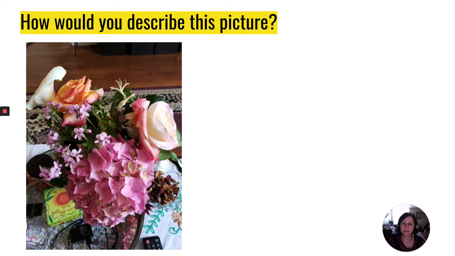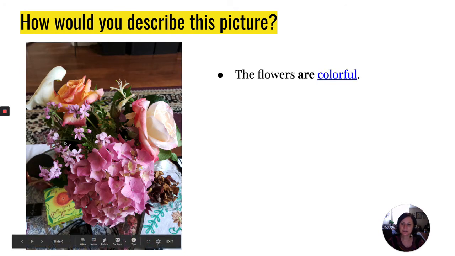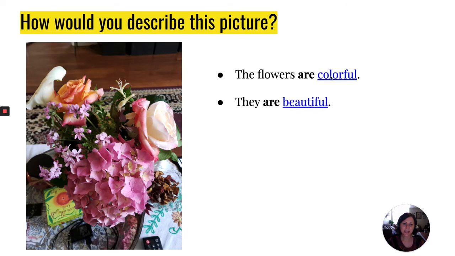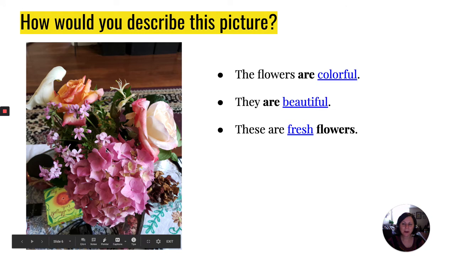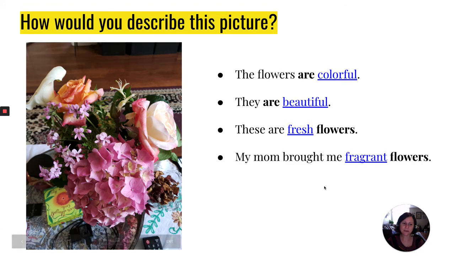How would you describe this picture? Let's practice. You can pause the video here if you want. The flowers are colorful. Different colors. They are beautiful. Notice the adjective is going after the be verb. These are fresh flowers. They're straight from my mom's garden. She gave them to me for my birthday. Notice I put the adjective before the noun. My mom brought me fragrant flowers. Fragrant means they smell so good, like a perfume.